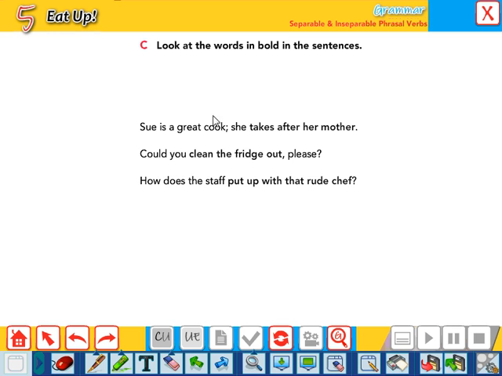Look at the words in bold in the sentences. Takes after. Clean the fridge out. Put up with. Take after is followed by an object. Clean the fridge out, it doesn't follow. It's not followed by an object. Put up with, here it's an object. This is transitive. Transitive, intransitive.